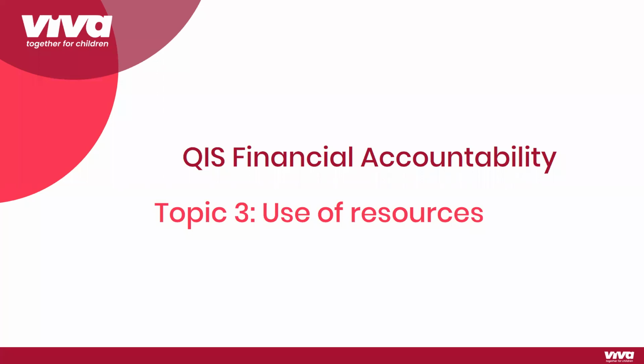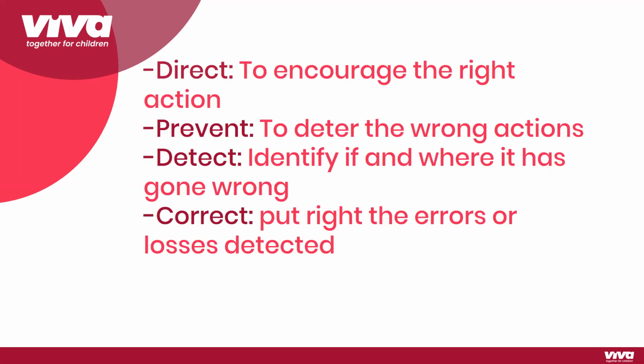So welcome to the third topic. This week we're looking at the use of resources. When we think about the use of resources, we want to look at four main actions that can help us in internal control. So that is putting checks in place to make sure that we are using the money correctly and that our resources are safe.